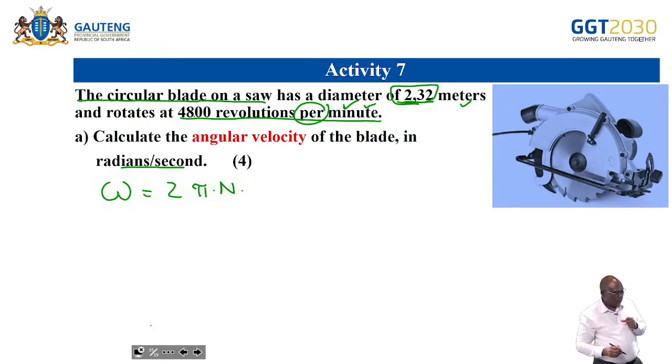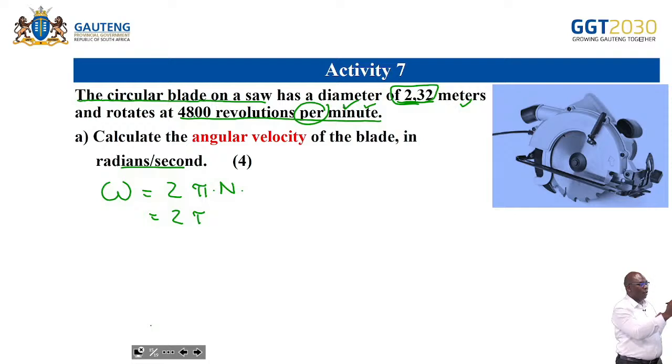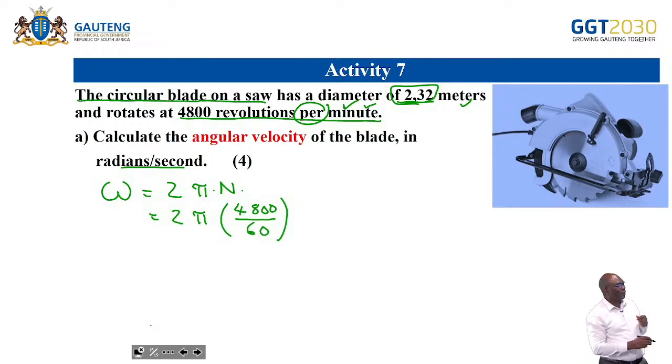Now, what are we looking for here? We have 2 pi, we need the angular velocity, so we have 4,800 revolutions. Remember, it is per minute, so we need to divide that by 60. Please do not multiply by 60, because I want to take the minutes to seconds. Please divide by 60. It's per minute, so here we need it per second.